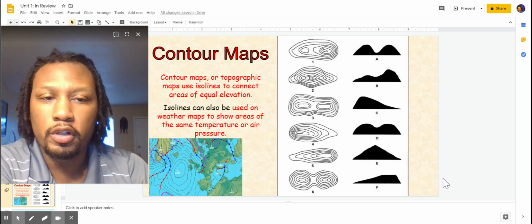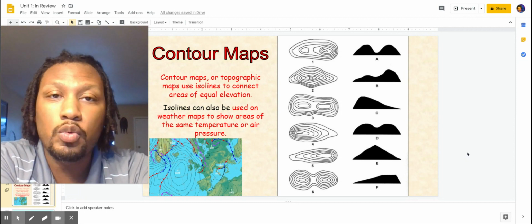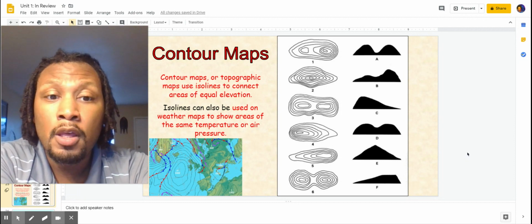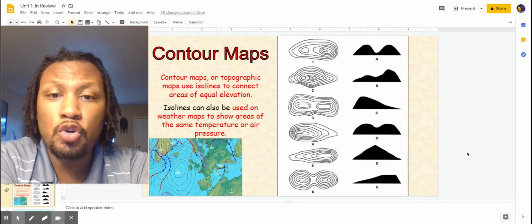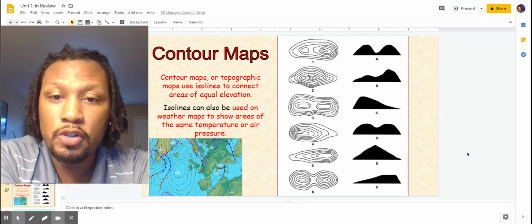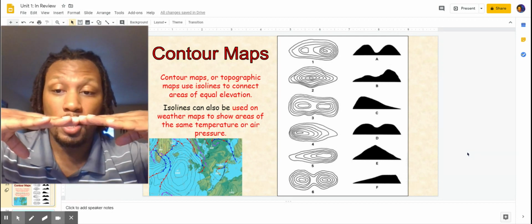All right, so now we're going to learn about contour maps. As always, what you want to do is write down what appears in red. This is the most important information. So contour maps. Contour maps are topographic maps or isolines that connect areas of equal elevation.